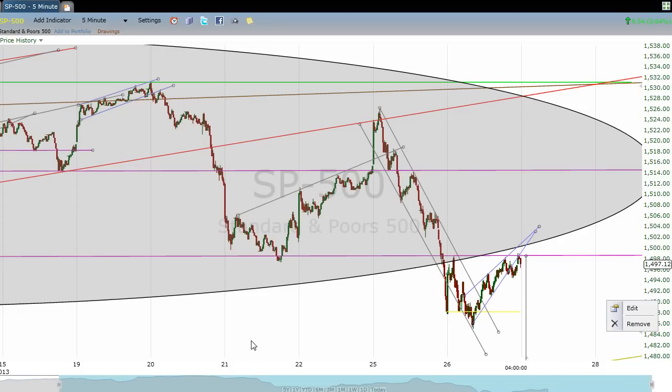Again, this is a 5-minute pattern. Doesn't mean it's not of tremendous consequence, but we've seen in the past where these little patterns have worked pretty well. So let's see if this one does the same thing.